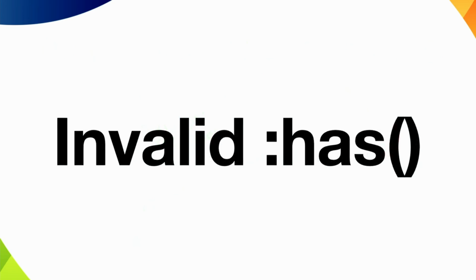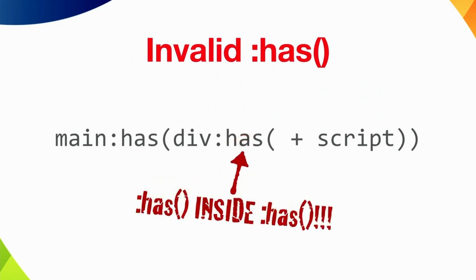Anyway, now since I've been talking for a bit here about things that has makes possible, let me spend a minute or two on what it doesn't make possible, at least not yet. So, I mean, the question is, what can make a has selector invalid? Well, no has inside has.